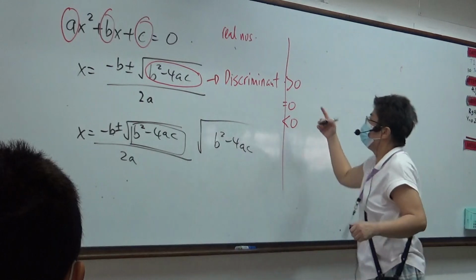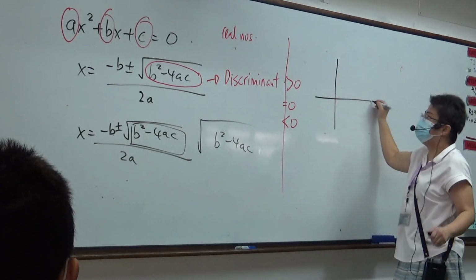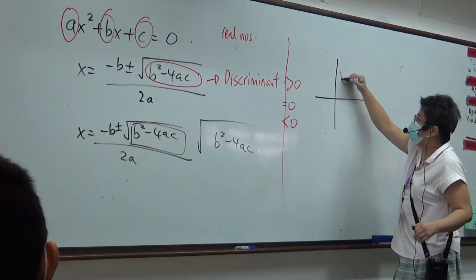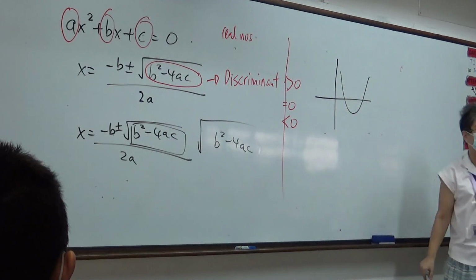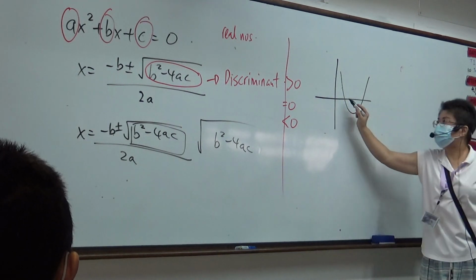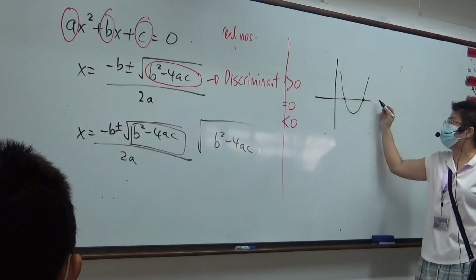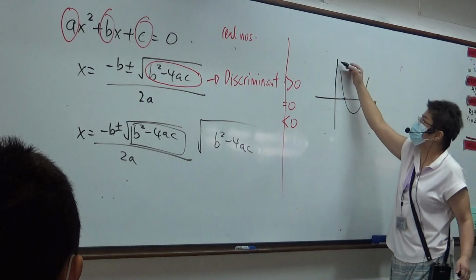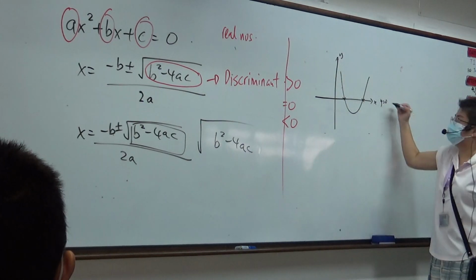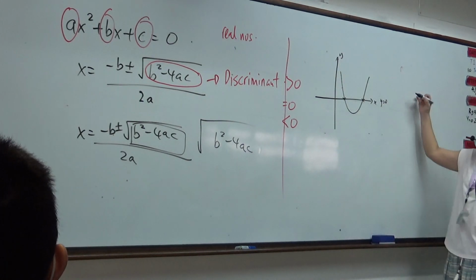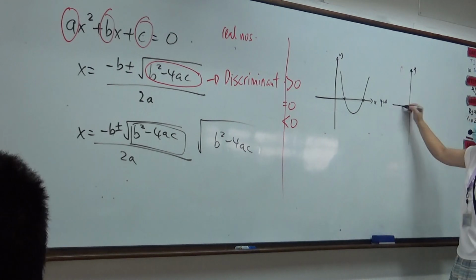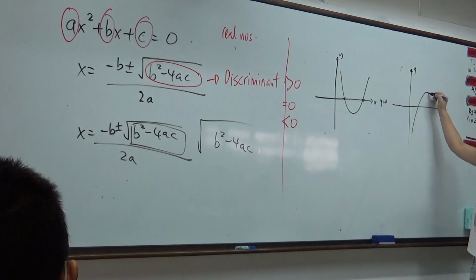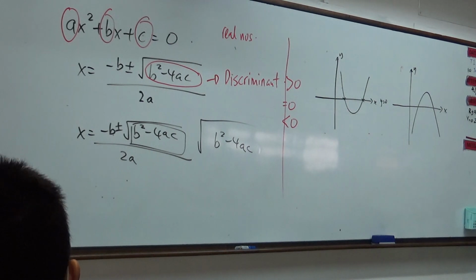Now, if discriminant is bigger than 0, that means the curve will cut at 2 points. These are the solutions, because this one is y equals to 0. Do you agree? This line, the x-axis, is actually y equals to 0. Now, if let's say a is negative, then it will go this way. It will cut at 2 points. Understand? That's why there are 2 real roots.